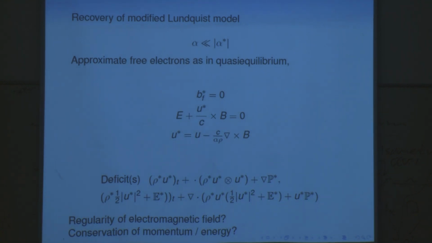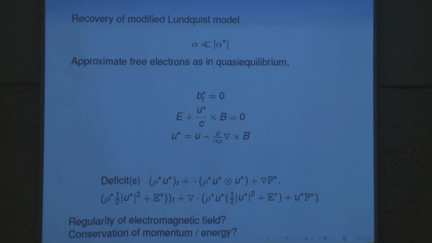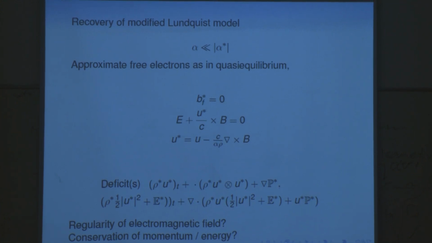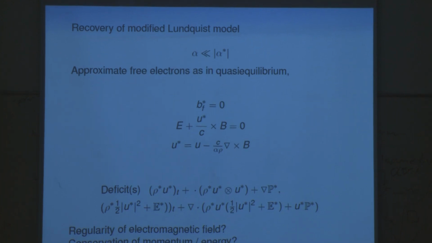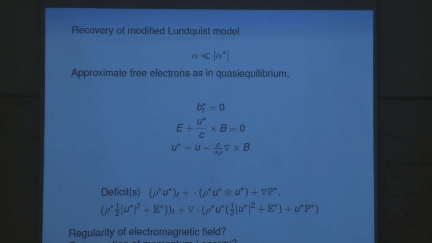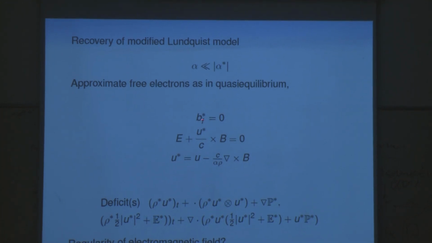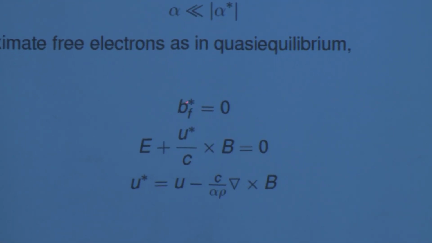Now finally, we can use this formalism to recover the modified Lundquist model. If we think of ions and electrons, even if this were hydrogen, alpha over alpha star is 1 over 1836, I think the number is. For most people, that's small compared to 1. So we can just say, all right, if the electrons are so much more sensitive to the electromagnetic field than the ions are, let's take the electrons in quasi-equilibrium with the electromagnetic field and say BF star equals 0.